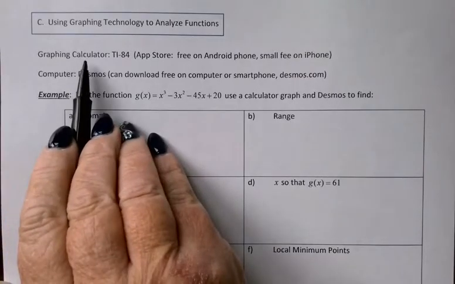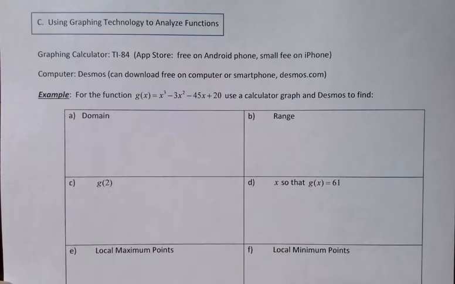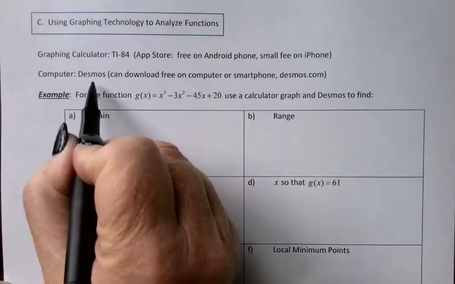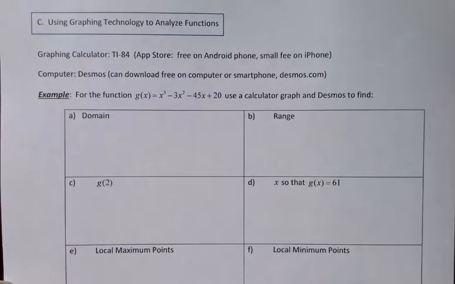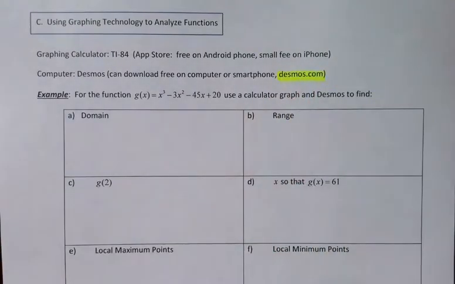One would be a graphing calculator like a TI-84 or perhaps a TI-Inspire. You can get these free on your Android phone from the App Store. There's a small, I think, $5 fee on an iPhone if you don't already have a standalone calculator. And then the other way is to use the free Desmos application. You can just download it free on your computer. It's just desmos.com.